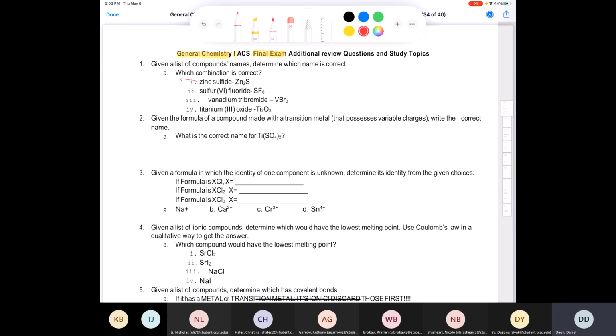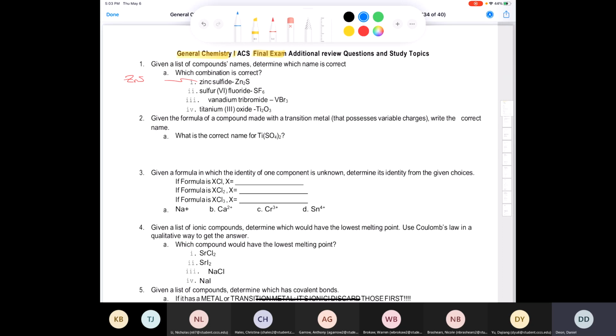Zinc sulfide, remember that zinc is one of those transition metals that's an exception, okay? There's only ever one charge for zinc, and it's always 2+. It's like silver. Silver is always 1+, cadmium is always 2+. Those are the exceptions you need to know. So zinc sulfide is actually ZnS.